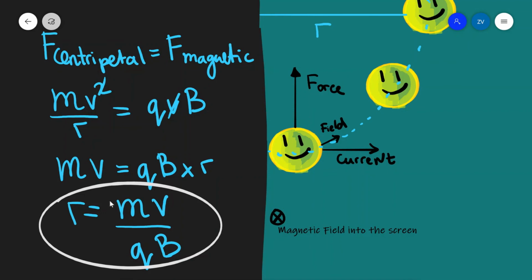Notice that the radius of curvature is proportional to the mass of the particle and its velocity. It's also inversely proportional to the charge and the magnetic flux density. This equation actually is behind the working principles of the mass spectrometer, which is a topic for a whole different video.